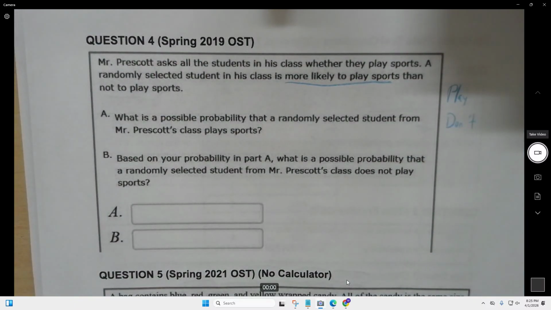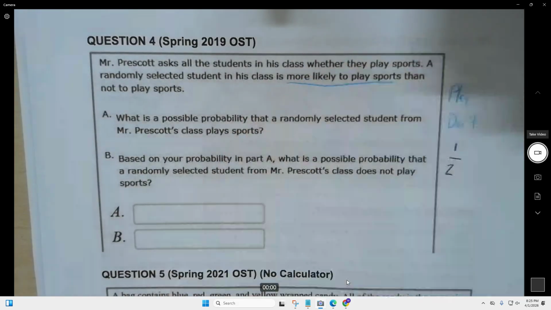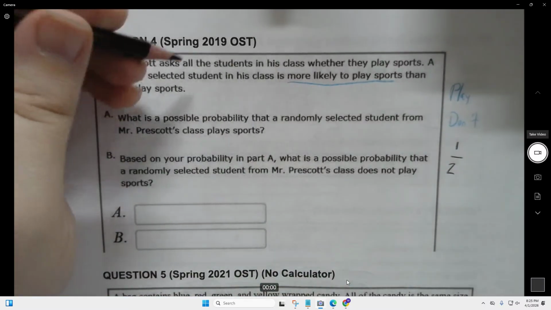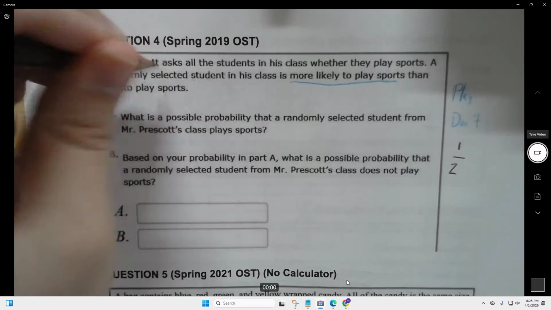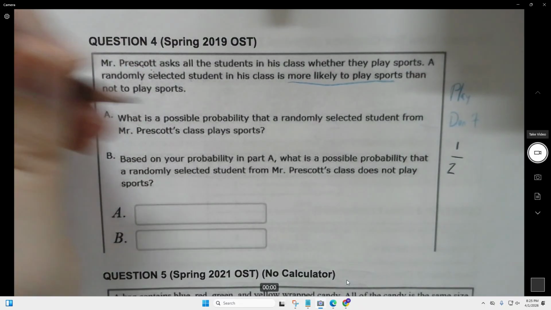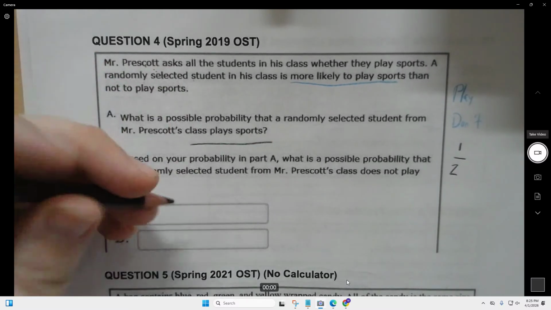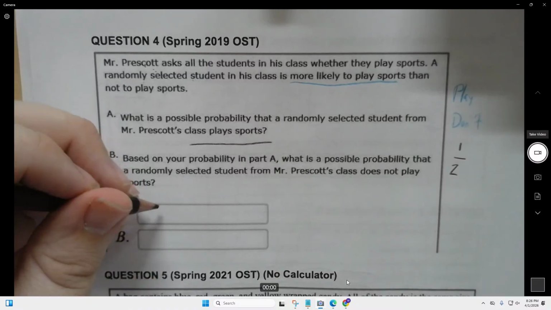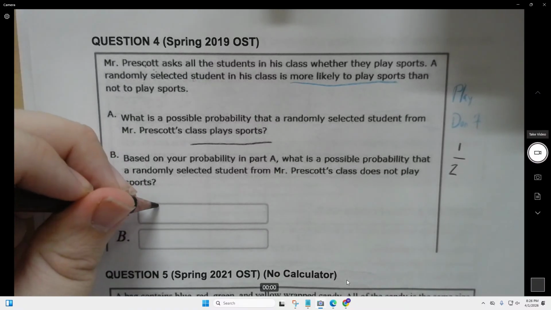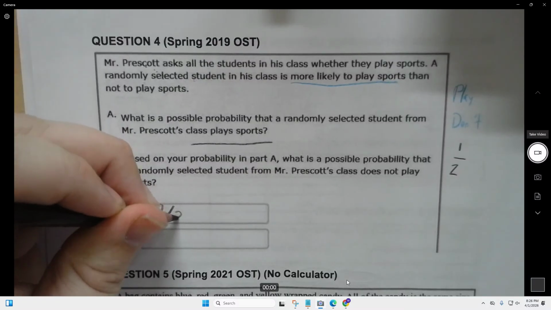So if you're picking someone out of 2 possible options, that means in a random fair chance, you should have a 1 out of 2 chance, a coin flip. But knowing that it's weighted in the favor of more people said they play sports, that means that the possible probability that someone plays sports is anything above 1/2. 2/3. Let's go 2/3.